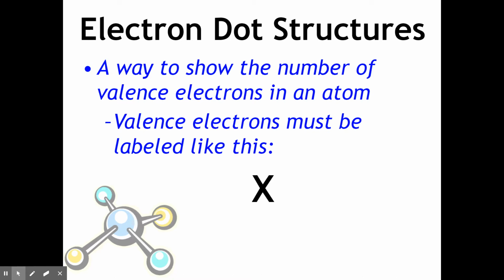Electron dot structures, which we did first semester, so these should look familiar, are a way to show the number of valence electrons in an atom. Valence electrons must be drawn in this order: 1, 2, 3, 4, so one on each side. Then we go back and we pair them: 5, 6, 7, 8.